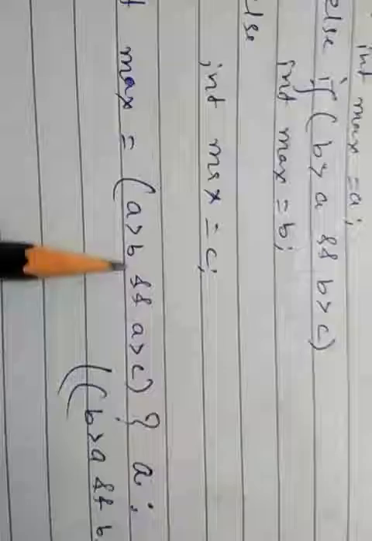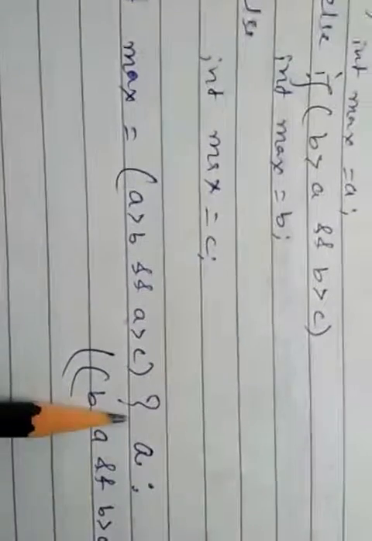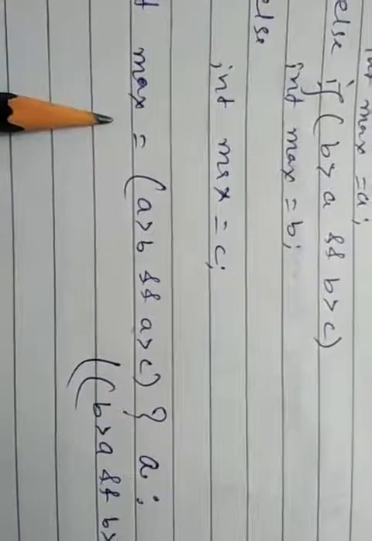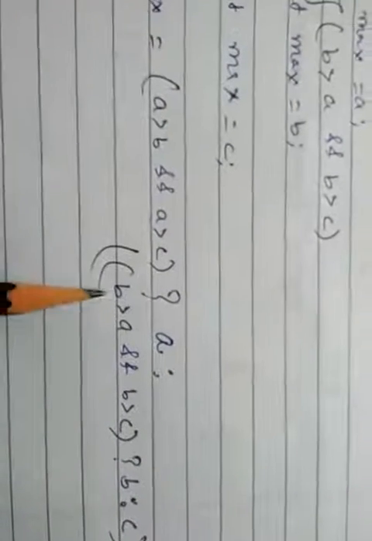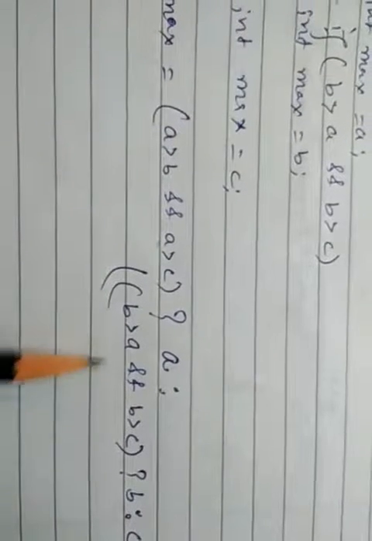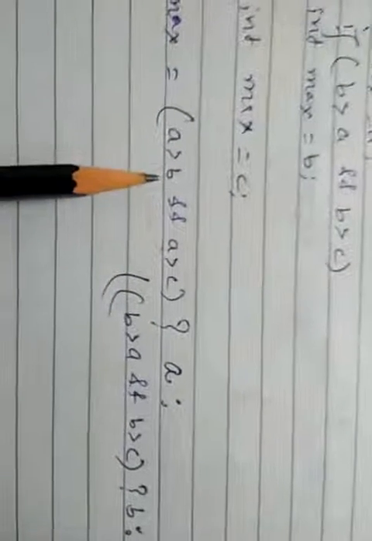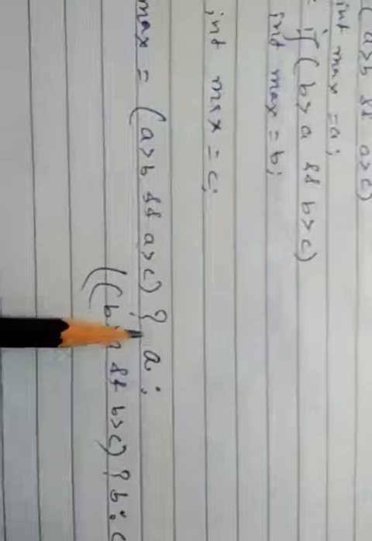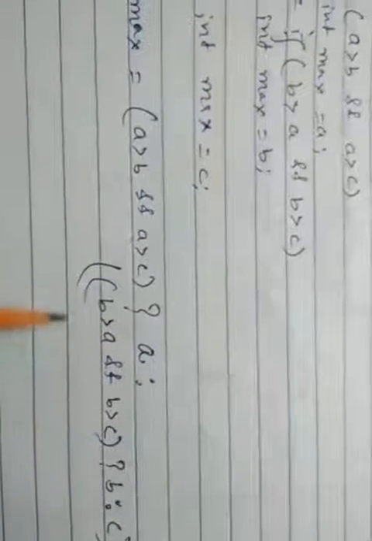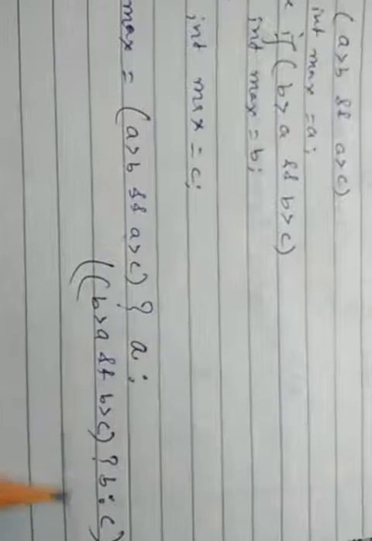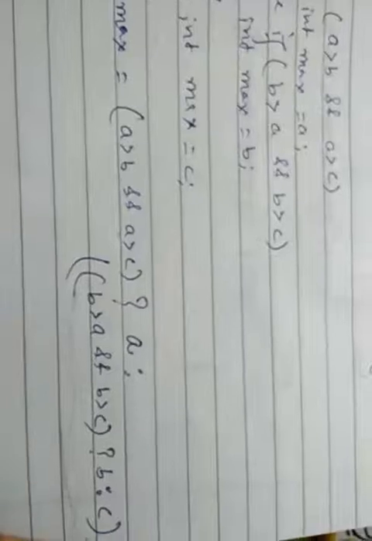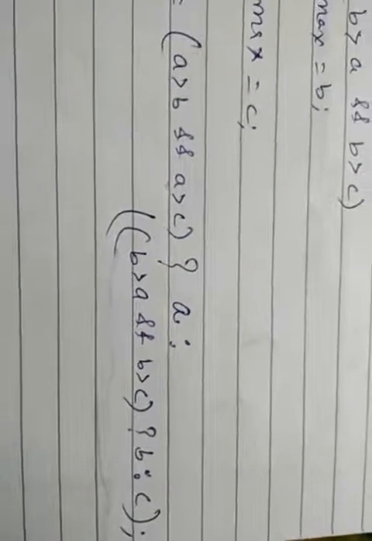If a is greater than b and a is greater than c, then we are storing a into max. In the else portion, again we are using one more ternary operator. If b is greater than a and b is greater than c, then b will be stored, otherwise c will be stored. So if the first condition is true, then a will be stored, or if this condition is false, then it will come to this. So here this is one more ternary operator. So this will also work on the syntax.